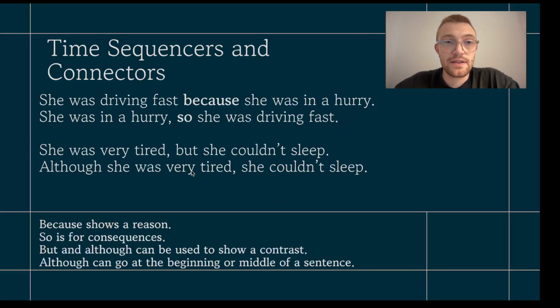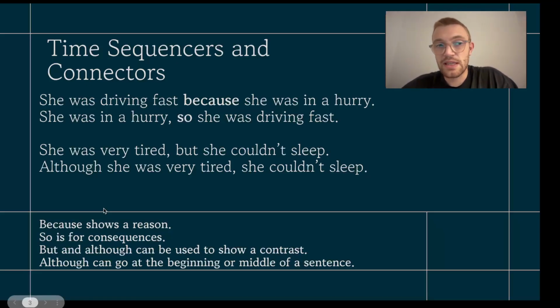Okay. The next thing we got is connectors, right? So in today's lesson, we're going to deal with four of them. There are lots more connectors than four, but in today's lesson, we can just look at these four. So she was driving fast because she was in a hurry, right? She was driving fast because she was in a hurry. So because shows a reason.